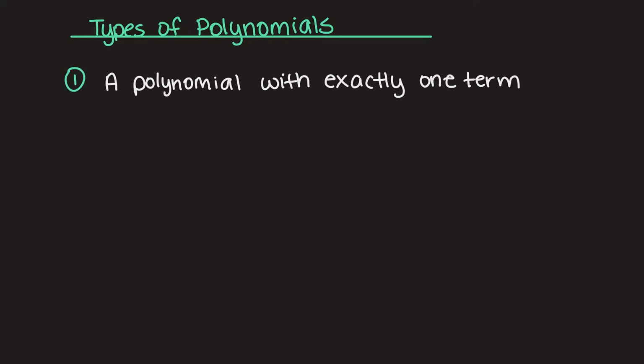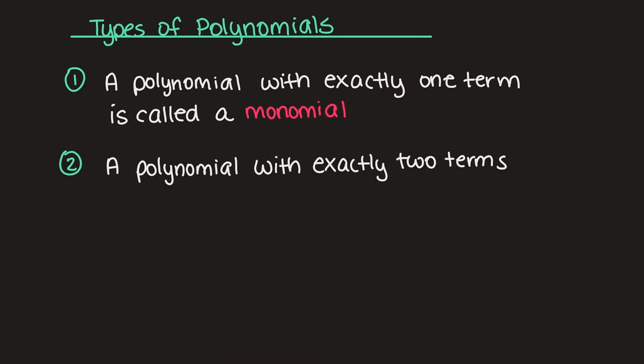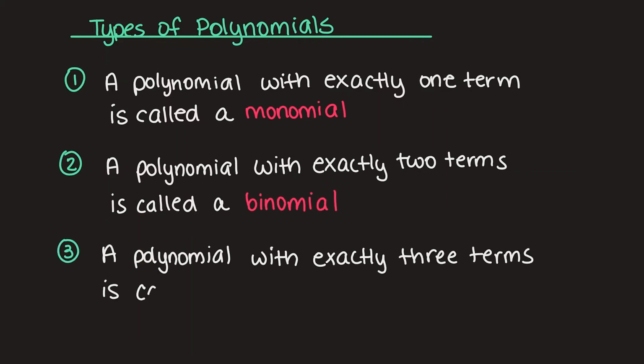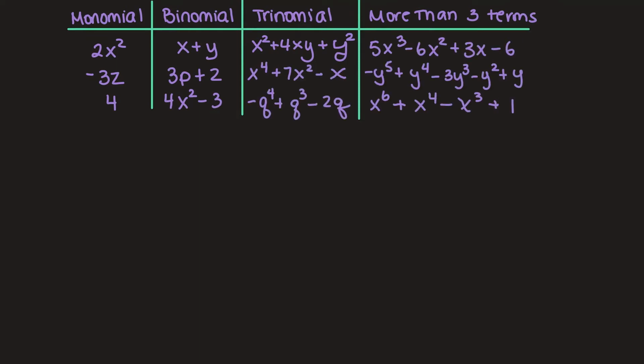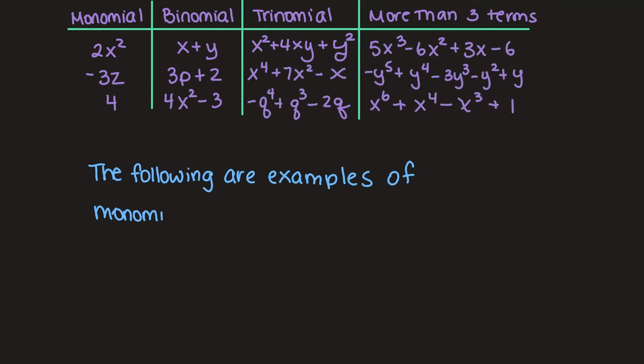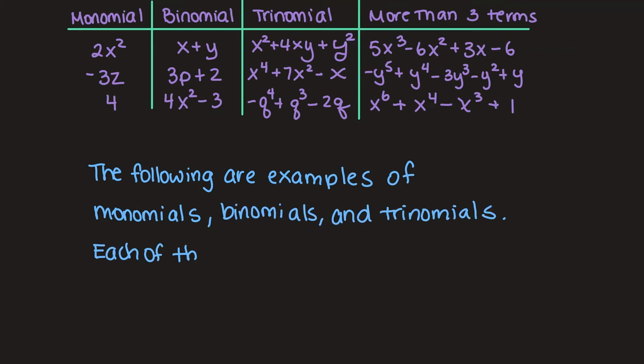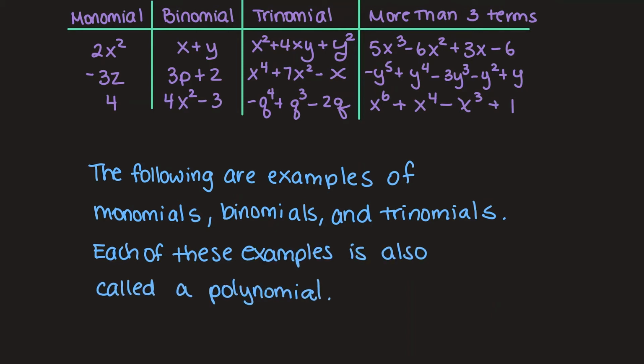Now let's talk about the special names we give to certain polynomials. A polynomial with exactly one term is called a monomial. A polynomial with exactly 2 terms is called a binomial. And a polynomial with exactly 3 terms is called a trinomial. So let's create a table for organization. The following are examples of monomials, binomials, and trinomials. And each of these examples are also called polynomials.